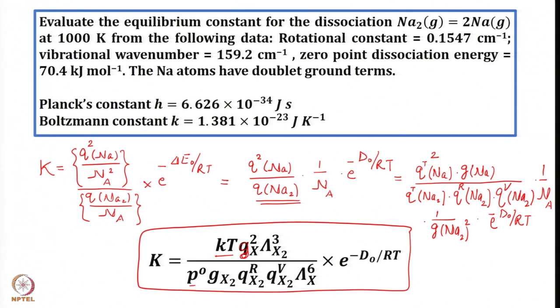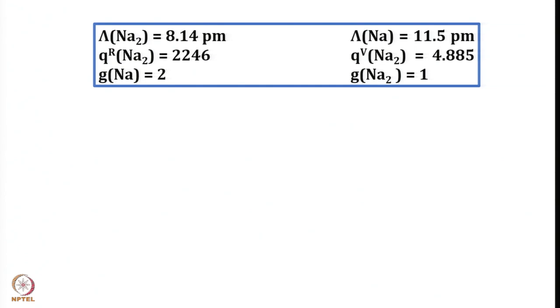the next problem is to evaluate the thermal wavelengths, rotational partition function, vibrational partition function, and then proceed for the calculation. The data given to us for lambda: lambda is equal to beta h square by 2 pi m square root, which is equal to h by 2 pi m kT square root. Beta is equal to 1 over kT. H is Planck's constant, 6.626 into 10 raised to the power minus 34 joule second. K is Boltzmann constant, 1.381 into 10 raised to the power minus 23 joules per Kelvin. T is the temperature given to us, so we can calculate the thermal wavelength.